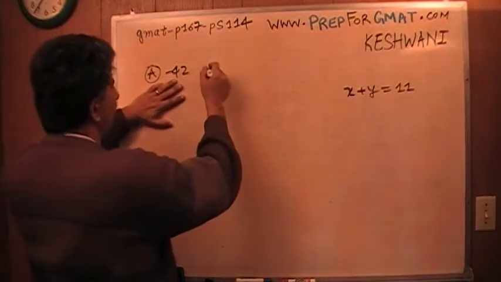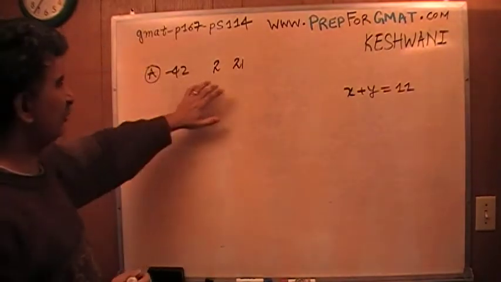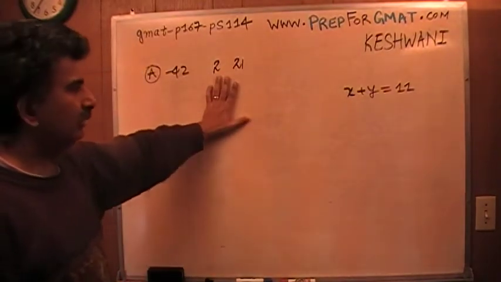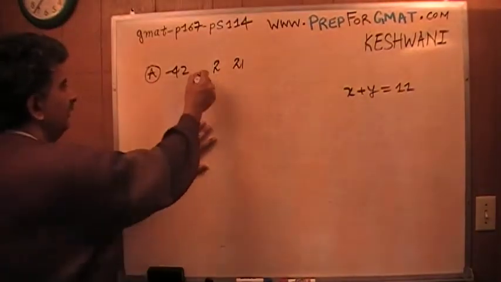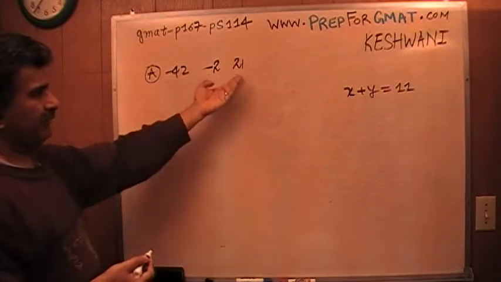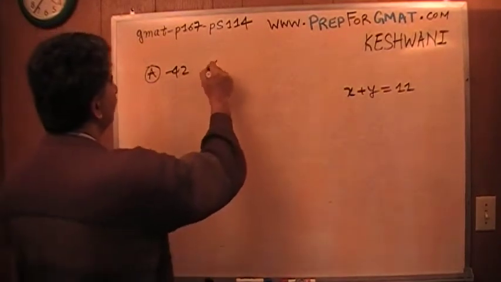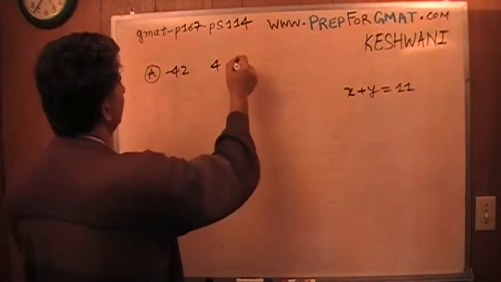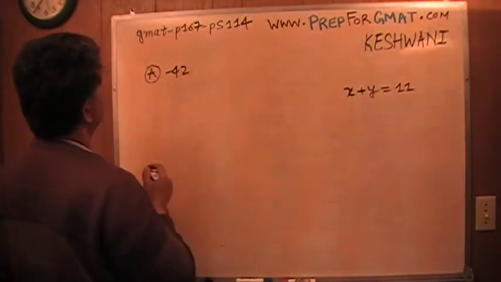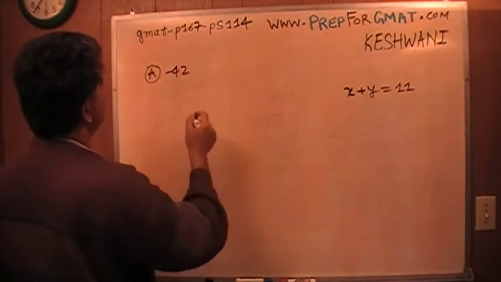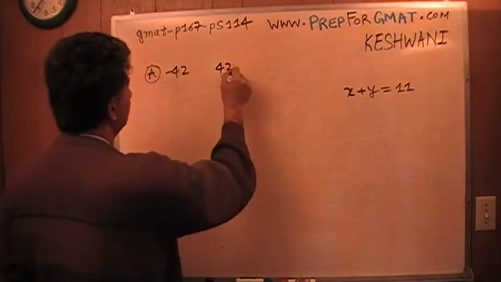42 can be broken up in several different ways, 2 and 21, but that's worthless. There is no way you can add up 2 and 21 to 11, because if one has to be positive and one has to be negative, it's not going to work. That's going to be 19. So that doesn't work. How about 4 and... no, 4 doesn't go there. 7, 42.